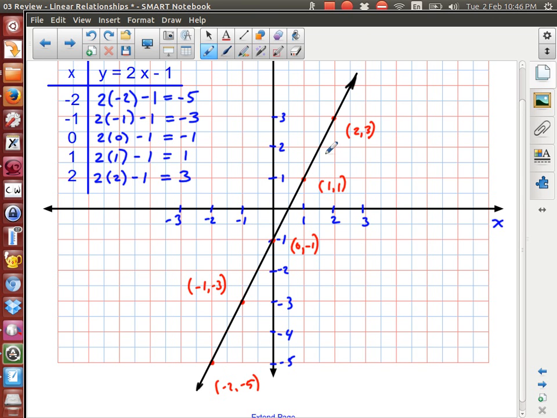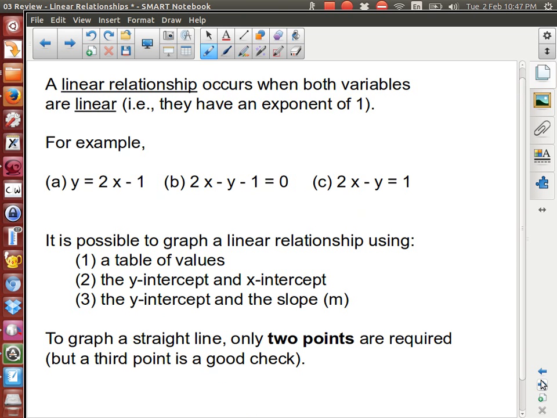This is a linear relation. The relationship between x and y, when you graph it, forms a line. That's what we mean by linear relation. Okay, and I say that right here. A linear relationship occurs when both variables are linear. When we looked at that graphically, that meant we ended up with a straight line. Another way to talk about this being linear is this idea that both variables have an exponent of 1.